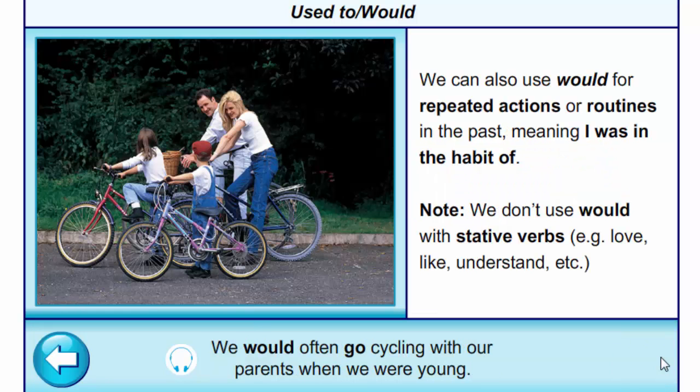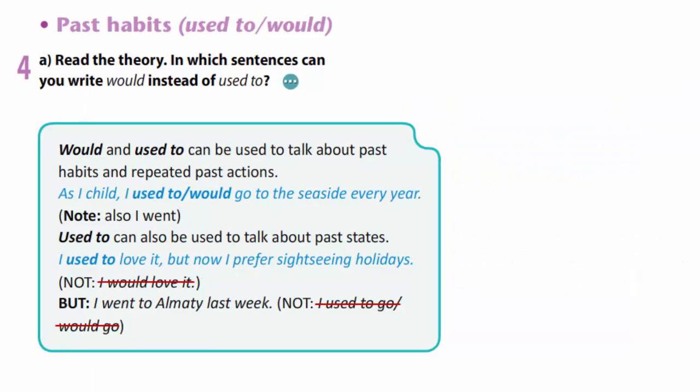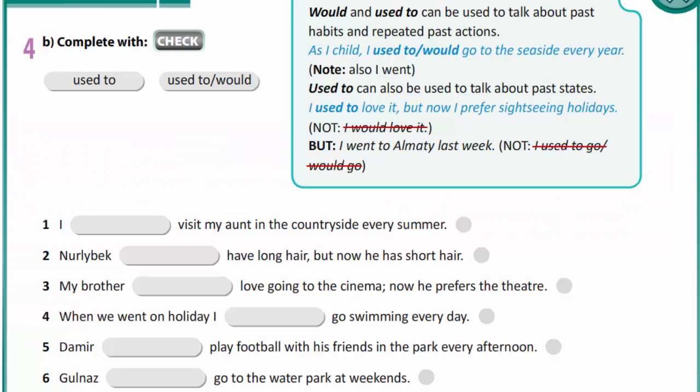We can also use would for repeated actions or routines in the past, meaning I was in the habit of. We don't use would with stative verbs: love, like, understand, know, and so on. We would often go cycling with our parents when we were young. Answering the question, in which sentences can you write would instead of used to, we may say we can use would instead of used to in sentences that talk about past habits and repeated past actions.